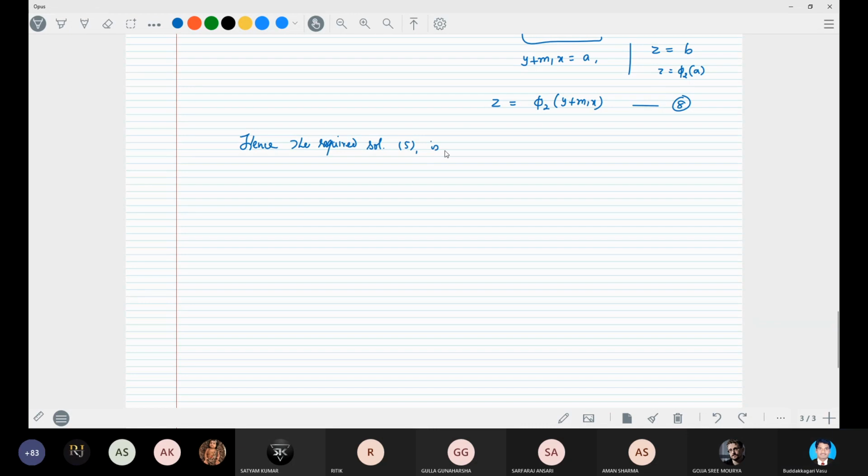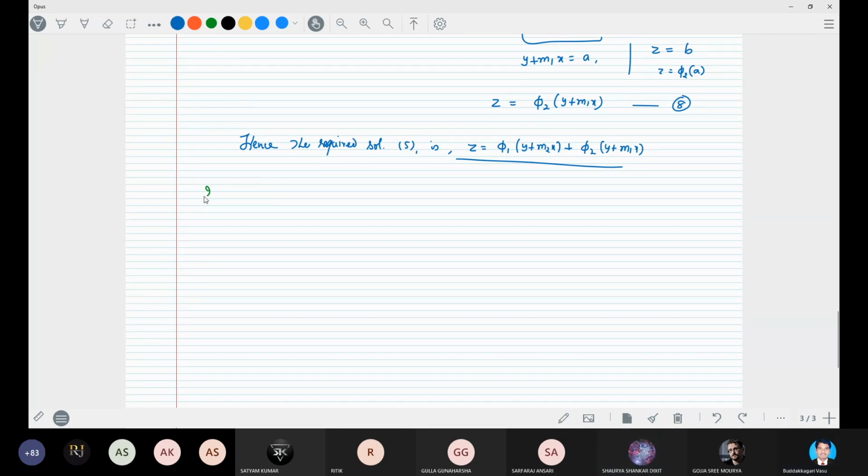Z is equal to phi 1 of (y plus m1x) plus phi 2 of (y plus m1x)... or rather, z equals phi 1 of (y plus m1x) plus phi 2 of (y plus m2x). This is okay. Any doubt? Any doubt for this? No, sir. Here one must be very clear.